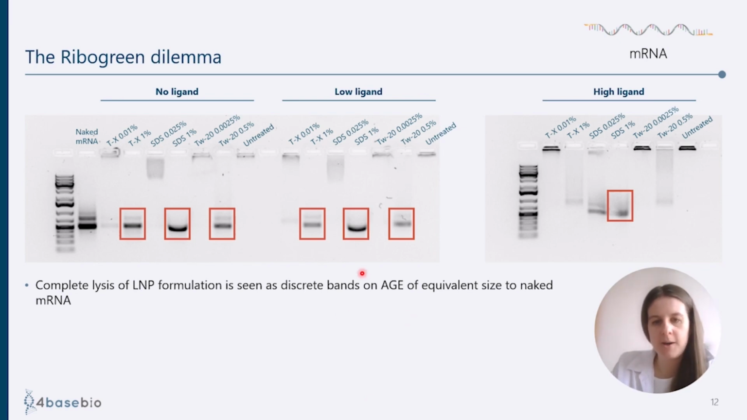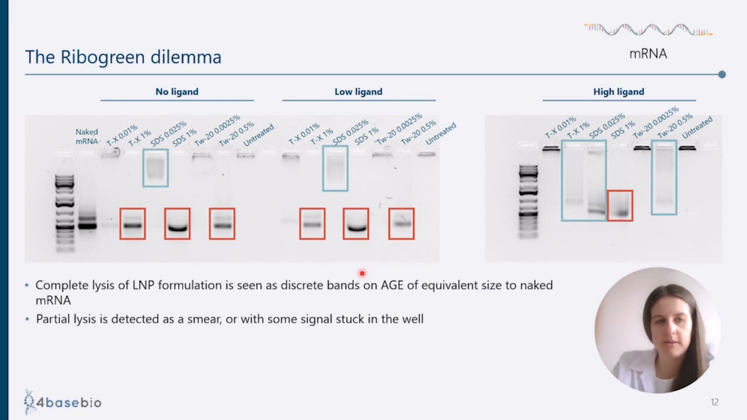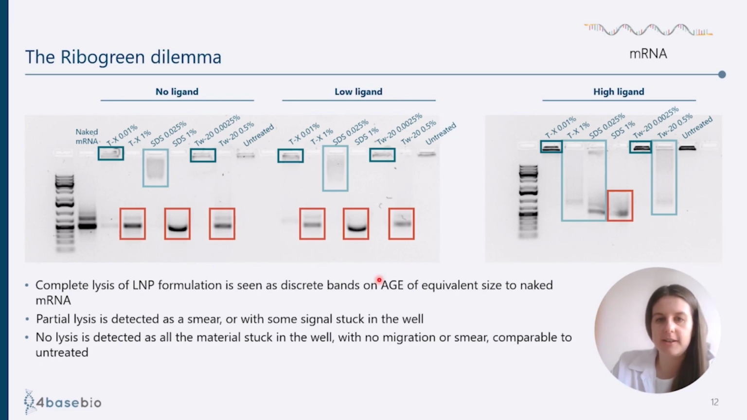What happens when you get incomplete solubilization, which is the case with this low percent of SDS, is that you start to see this smear. So some of that payload has been released, but not all of it. And then when you don't get any solubilization at all, it's entirely retained in the well. So you can't measure the payload concentration at all in this context.